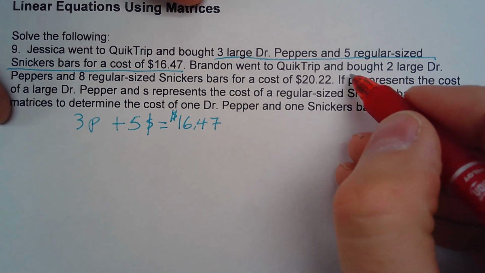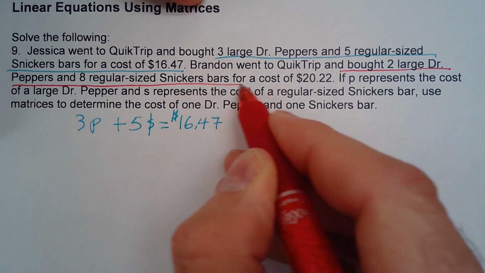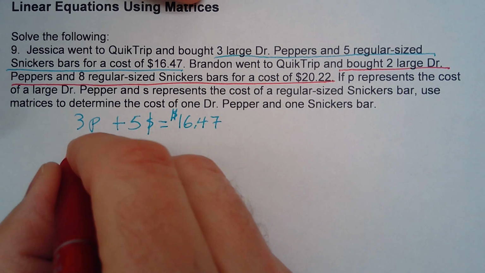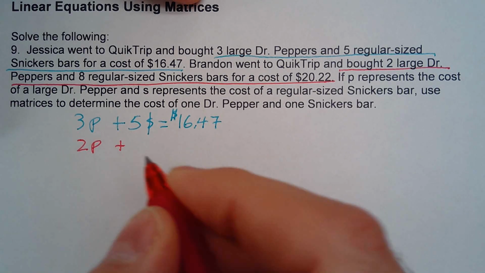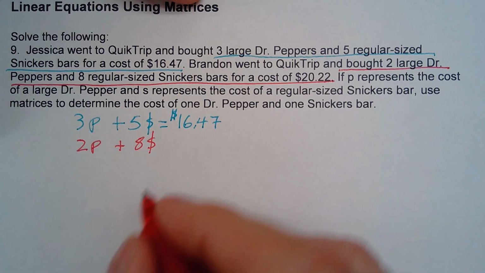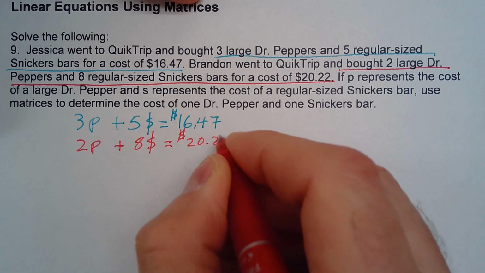My second one, I've got 2 large Dr Peppers and 3 regular-sized Snicker bars for $20.22. So that is going to be 2p plus 3s. Again, I'm going to draw a line through my s. And that's going to be equal to $20.22.